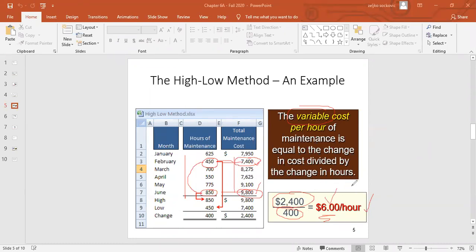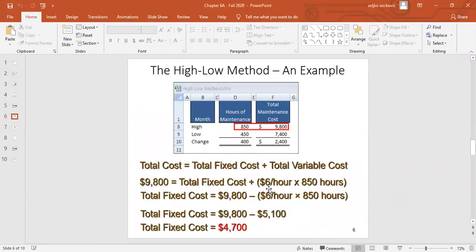So this 6 is not our final answer, right? This is just our variable portion. But now that we have the variable portion, $6, we will go to the next step and plug this variable portion into our basic equation.